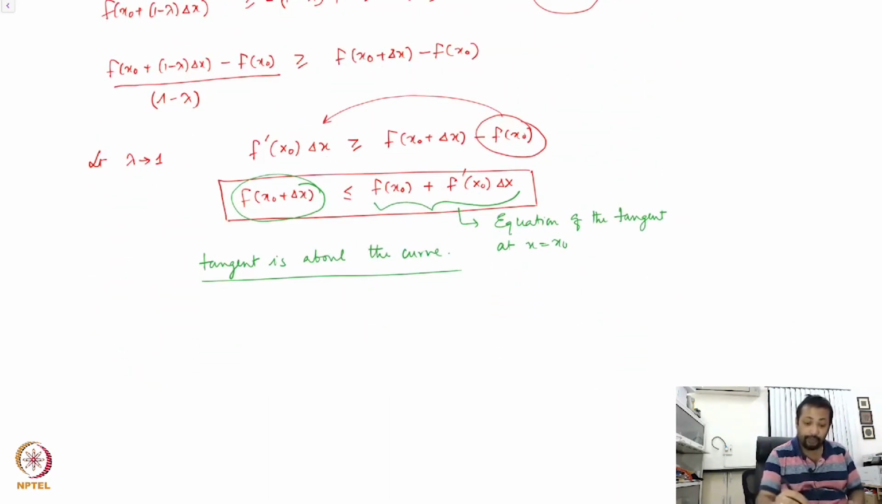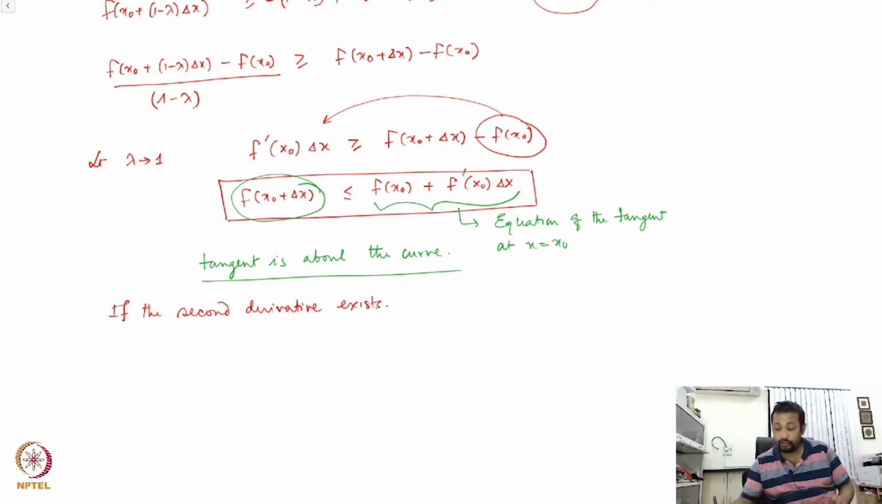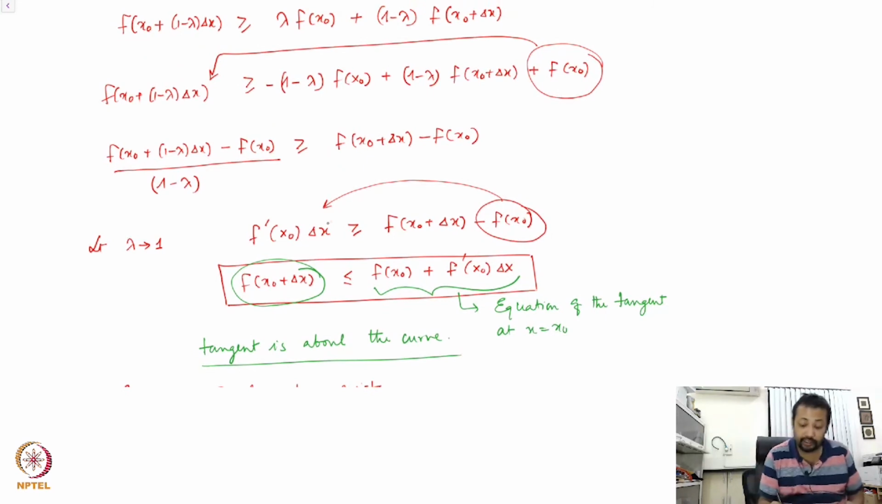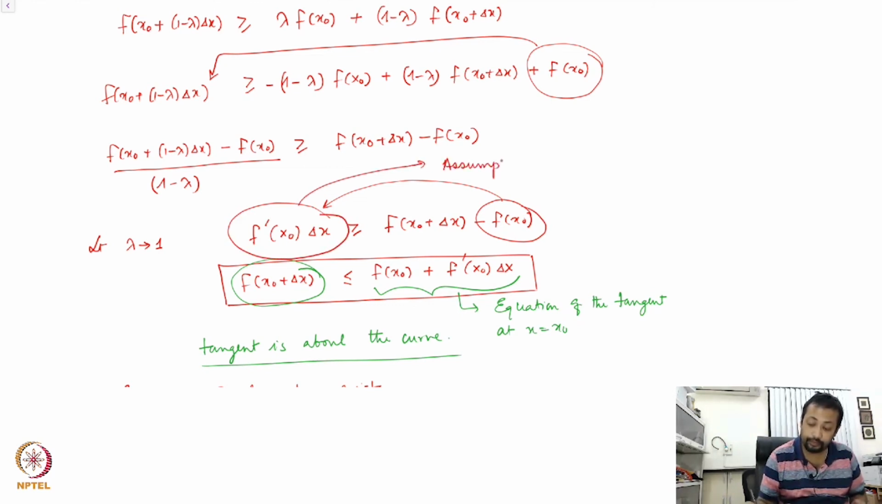Now if this is the case, if the second derivative exists, so here of course when I have written down this particular term in the left hand side, I have assumed that the first derivative exists.